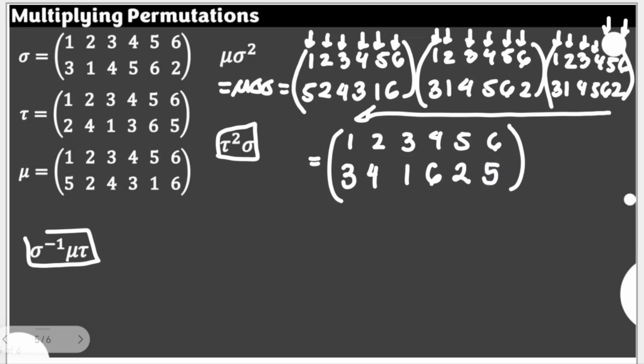Then 6 is mapped to 2, 2 is mapped to 1, 1 is mapped to 5, so 6 is mapped to 5. As you can see, no repetitions of elements here, because again, for this to be called a permutation, it's both one-to-one and onto. So let's duplicate the same process for this item here.